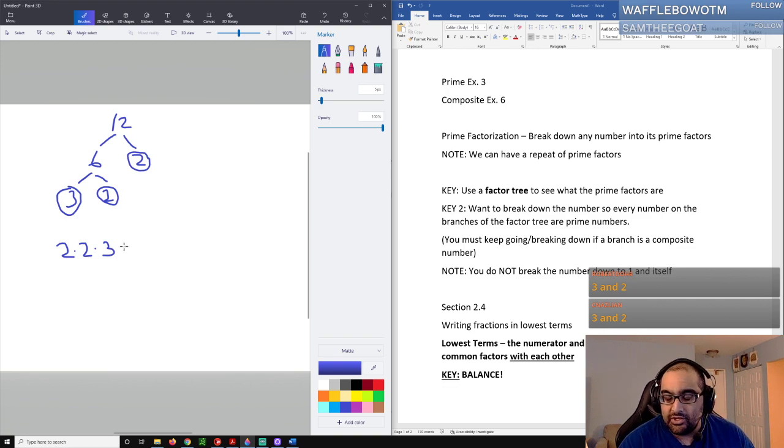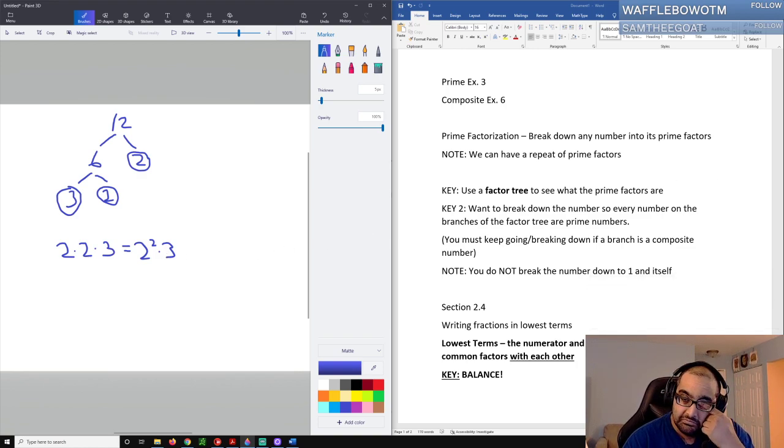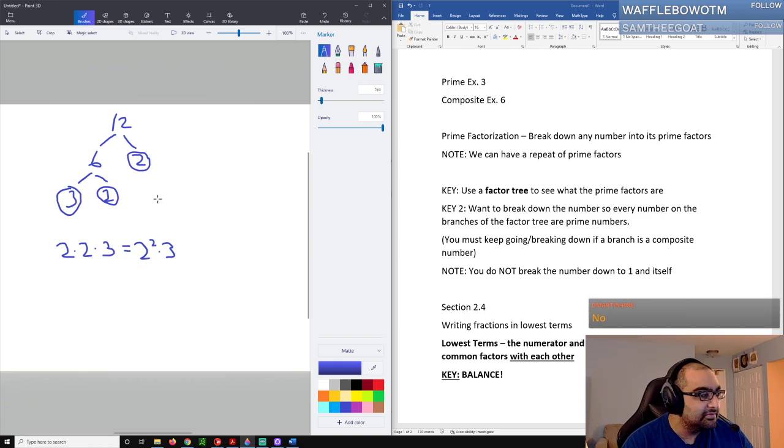Another way this can be expressed, and something you may see in the homework, is 2 squared times 3. Sometimes they'll ask you to write this as 2 squared times 3 as opposed to 2 times 2 times 3, but in reality it means the same thing. Are there any questions about that so far? No? Okay.